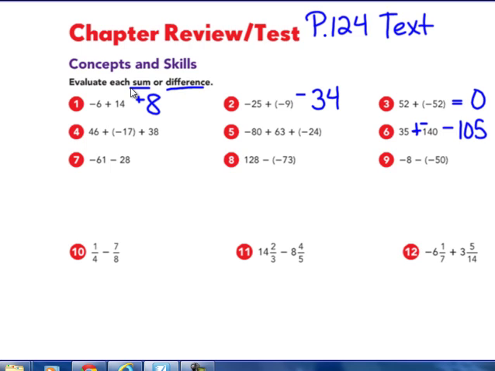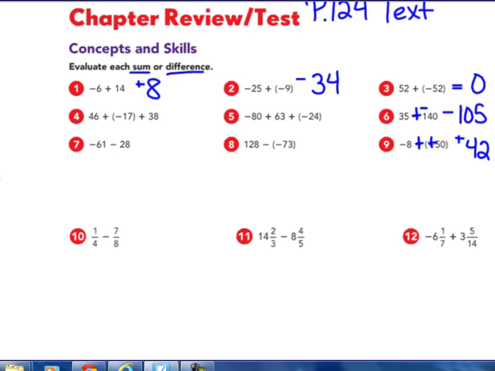Number 9, -8 minus -50. Keep -8, add the opposite. And I know some of you say keep, change, which you can also use that. Now I see positive 50 and -8, different signs, subtract. 50 take away 8 is 42. And I'm going to take the sign of the larger absolute value. The answer is positive 42.